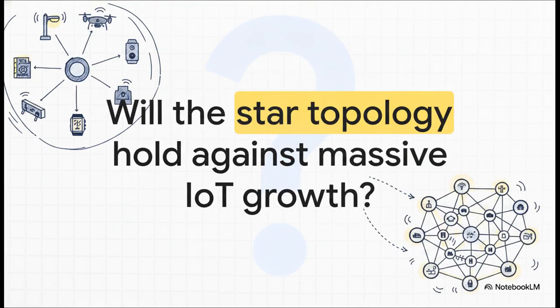Which leaves us with this final, somewhat provocative thought. We rely on the trusty, centralized star topology for almost everything today. But as billions, literally billions, of new Internet of Things devices come online over the next decade, from smart streetlights to autonomous factory sensors, will the traditional star topology be able to handle that sheer density? Or is a decentralized, self-healing, mesh-driven future completely inevitable?